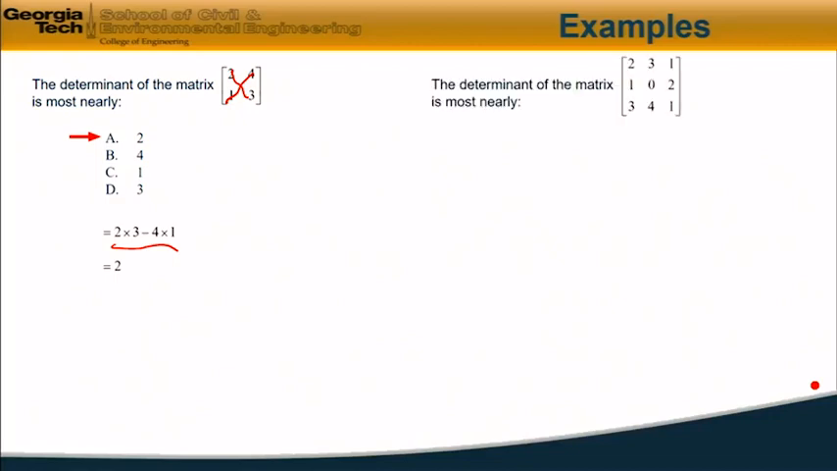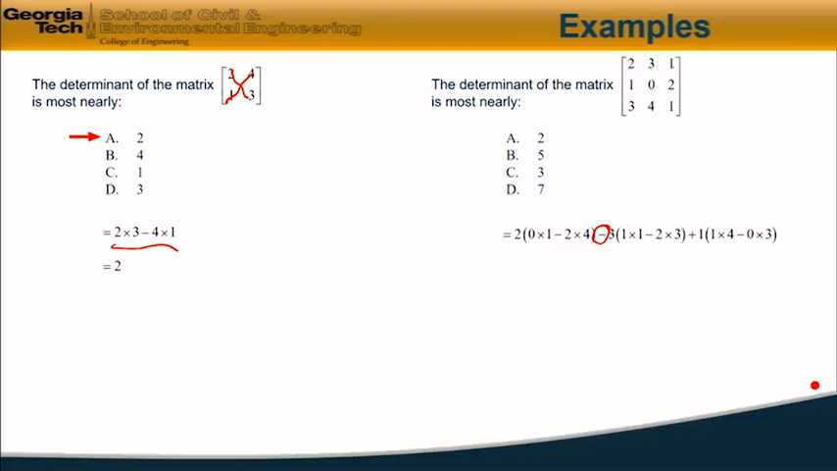But a 3 by 3 matrix is a little bit more complicated, and we're given this determinant. The determinant of the matrix is most nearly which of these 4 answers? So again, I follow the rule which I just gave you. Starting off with the number 2, I cross out the column and the row, and that is equal to 2 times 0 times 1 minus 2 times 4. Then I go to the column 3, cross out 3 and the row 2. And that is equal to minus, because the sign alternates, 3 times 1 times 1 minus 2 times 3.